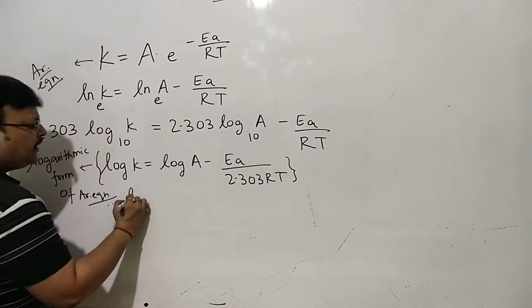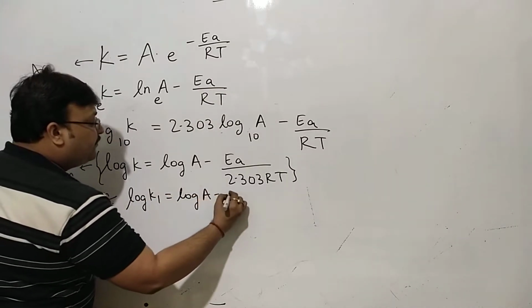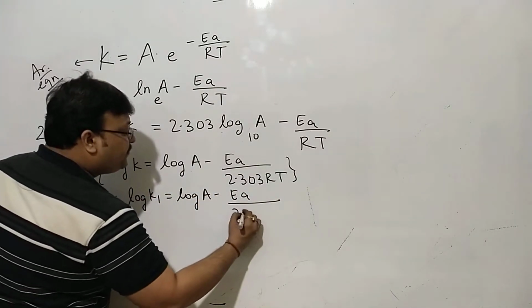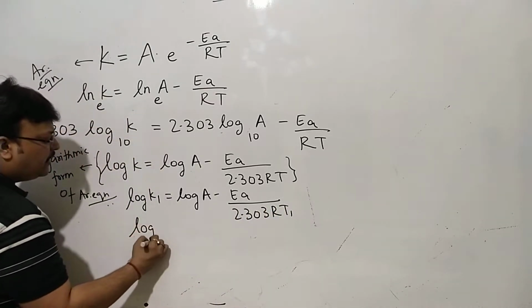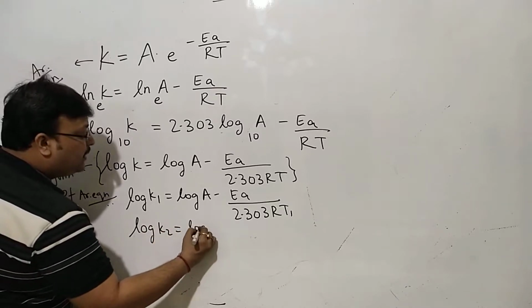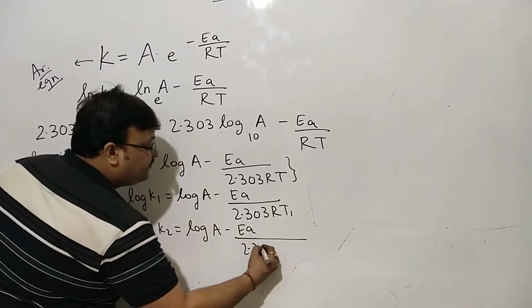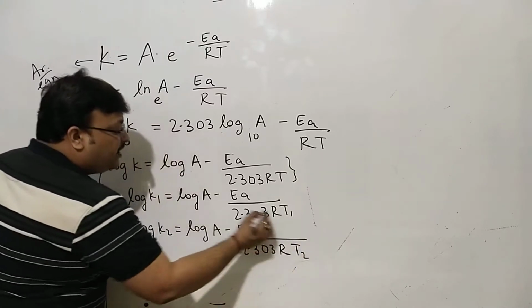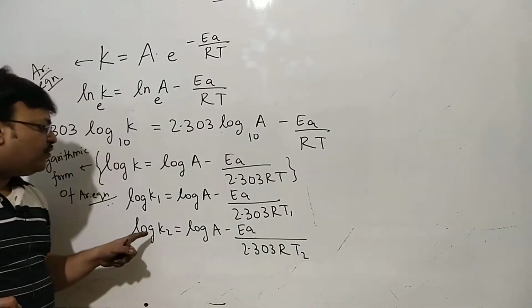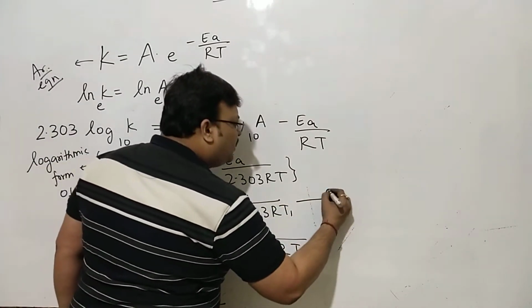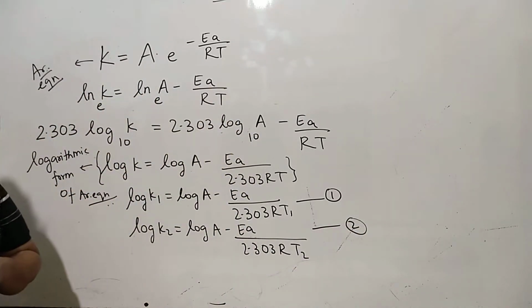Suppose at temperature T1 the value is K1, and at temperature T2 the value will be K2. The rest are constants, mind you. The only variables are T and K. This will be equation 1, and this will be equation 2. I told you the logarithmic form will be easier to work with.